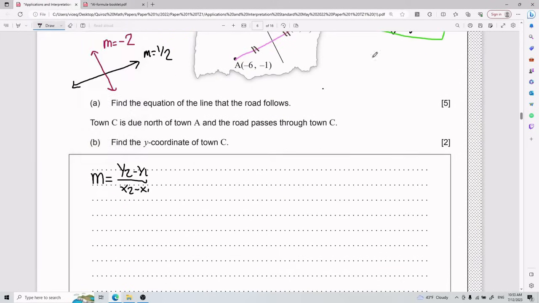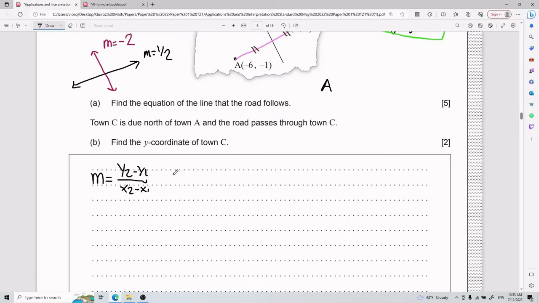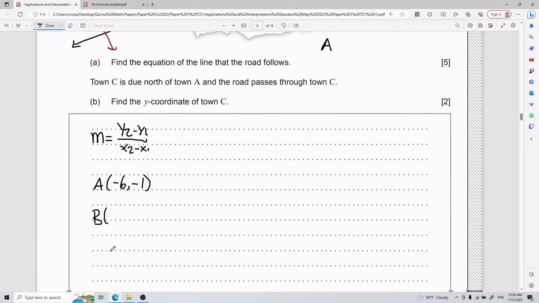All right, so now let's go ahead and define which are my 2 points that I have. So on one side I have point A. Actually, I'm going to do it down here. So on one side I have my point A, which is (-6, -1). And on the other side I have my point B, which is (8, 6).